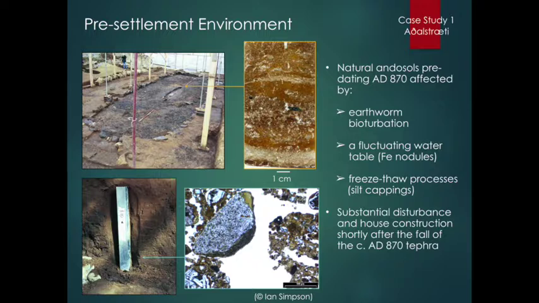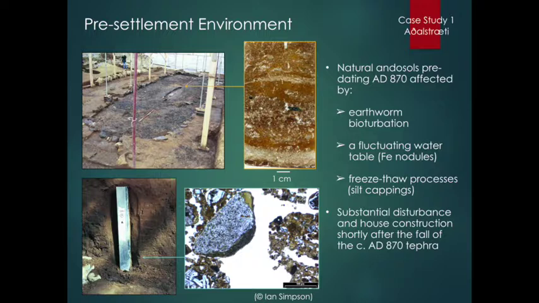And what we can see in the samples, in the parts of the samples that predate the settlement, is that there was substantial movement of material by earthworms, which is important because it means that it was a living biological soil. It was fertile. There was, however, also a lot of fluctuating water. The evidence for that comes in the form of these iron nodules, these reddish-brown nodules, which form when you have a wetting and drying situation on a site. And there's also freeze-thaw processes that are affecting the site. So when you get cappings, like silt cappings like this, that's as a result of freezing and thawing.